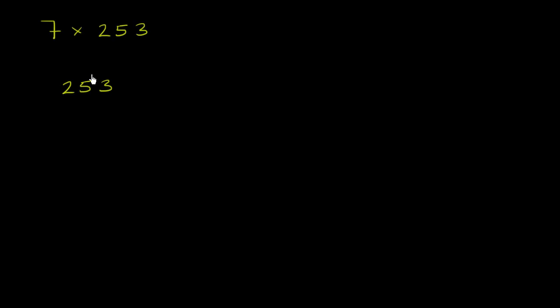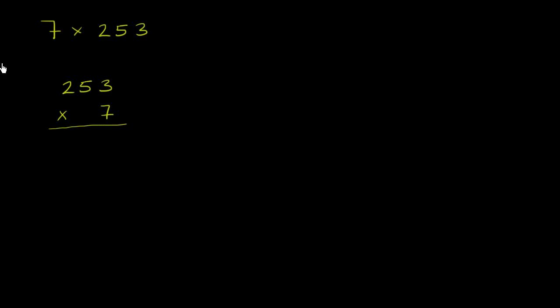The 7 only has a ones place, so I'll put the 7 right over here below the ones place in 253. And then put the multiplication symbol right over here. So you could read this as 253 times 7, which we know is the same thing as 7 times 253. And now we are ready to compute. There are many ways of doing this, but this you could call the standard way.